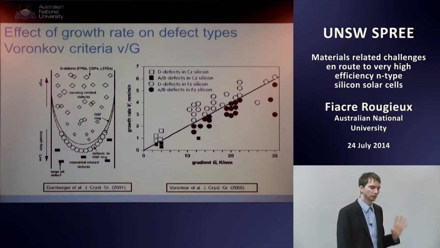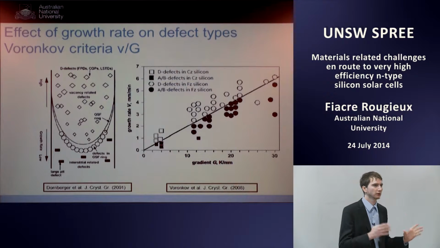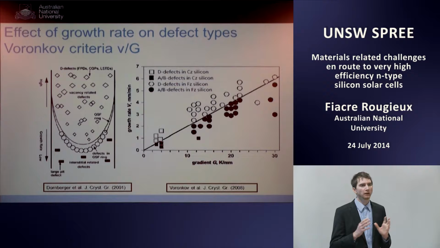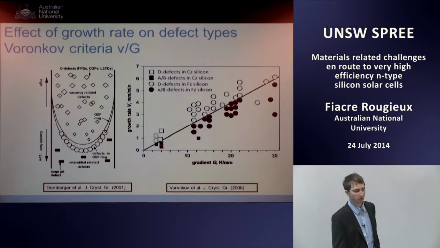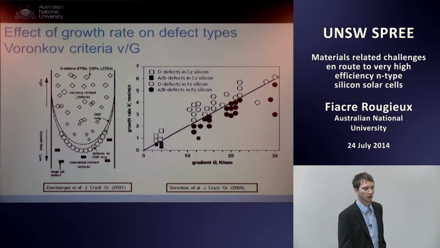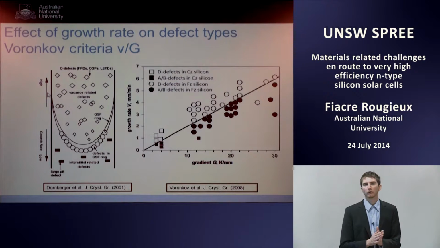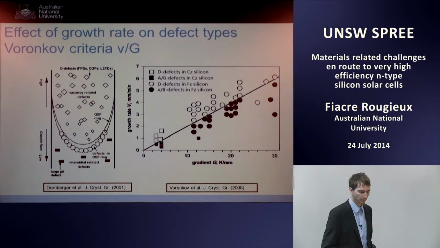So the V over G ratio is what determines whether we are in a vacancy or interstitial-rich region. In a typical CZ ingot that's used for standard high-efficiency solar cells, we are in a vacancy-rich mode. And the same goes for float zone silicon. Float zone silicon ingots are pulled very fast, so they are usually in vacancy-rich mode. So we are in this region, okay? And we probably don't want to be too high. We want to be fairly close, so we don't have an overly high concentration of vacancies.